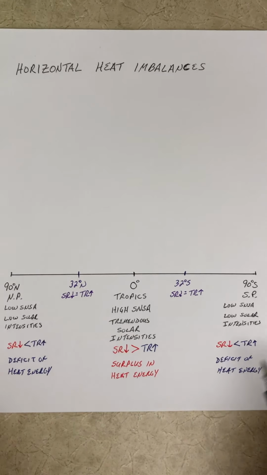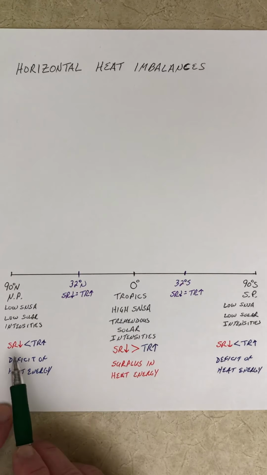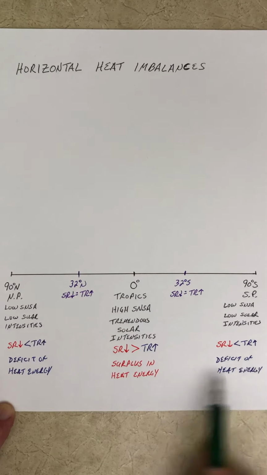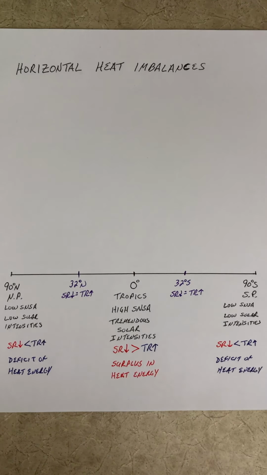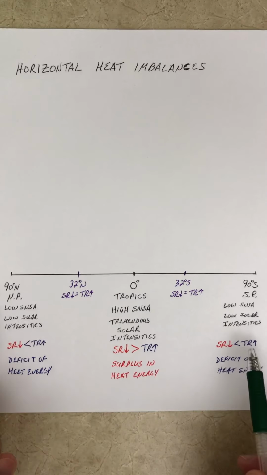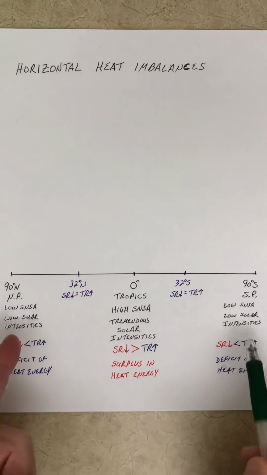At the poles, it's just the opposite story. They have low solar noon sun angles or no solar noon sun angles during part of the year. Low solar intensities or no solar intensities for part of the year. As a result, incoming solar radiation is less than outgoing terrestrial radiation, and therefore they build up a deficit of heat energy in the polar locations. So we've got a lack of equilibrium here in terms of heat energy. And so the Earth atmosphere system will try to move that surplus heat energy from the tropics towards the poles.